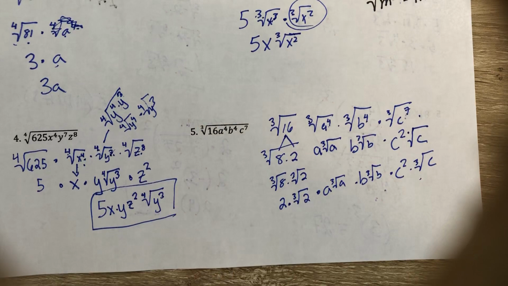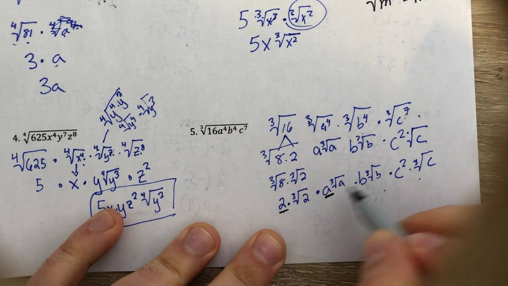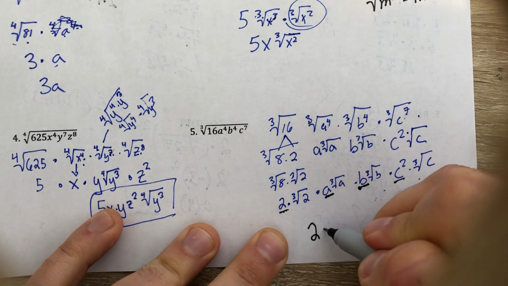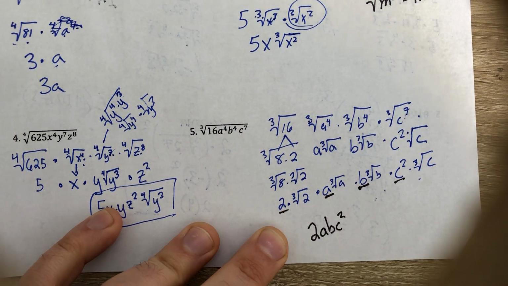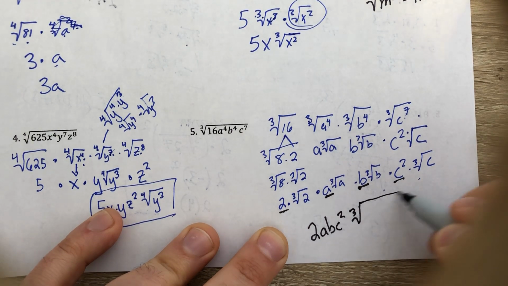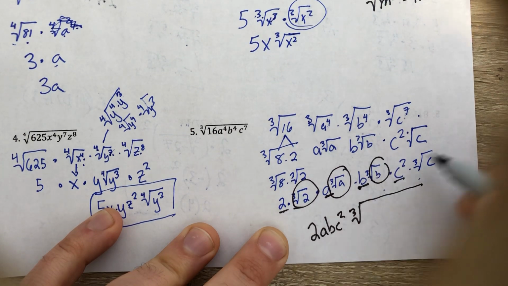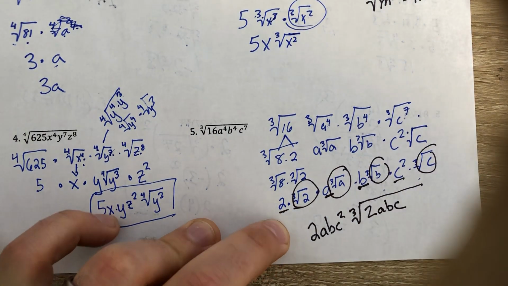So let me see if I can show this. I'm going to switch colors here. So things that are not in the radical, 2ab c squared. So I start off with 2ab c squared. Those are all outside of the radical. And then I'm going to take all of the things that are left in the cube root, 2, a, b, c, and leave them in there.